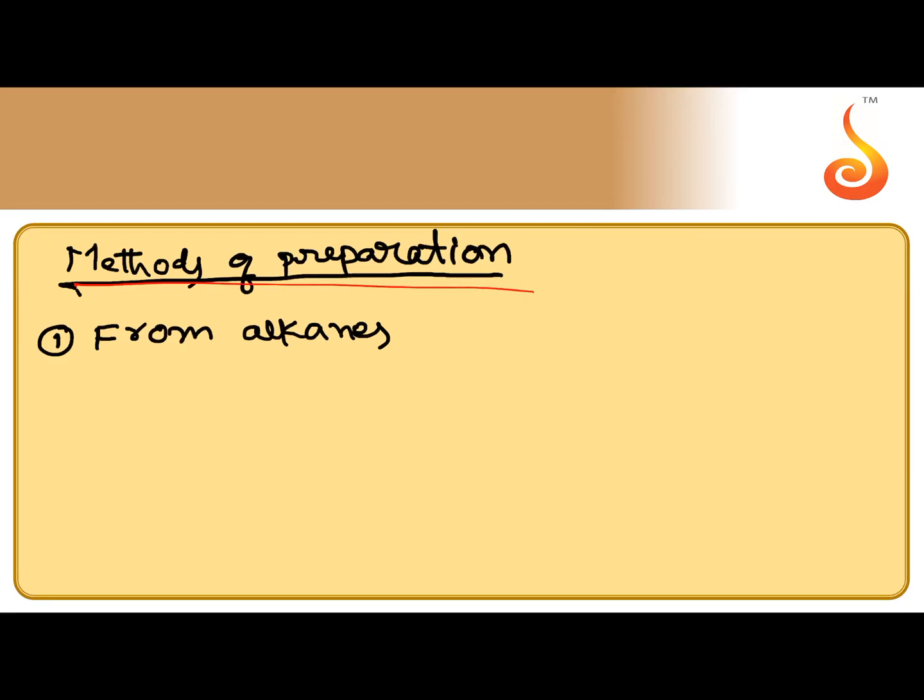Next, methods of preparation of haloalkanes from alkanes by halogenation. When an alkane is reacted with halogen in the presence of sunlight, one by one hydrogens are substituted by halogens, we can get different types of haloalkanes. Maybe monohalo, dihalo, perhalo. Finally, perhaloalkane is obtained. So this reaction takes place in the presence of sunlight. This is a free radical substitution reaction completed in three steps: chain initiation, chain propagation and chain termination step.